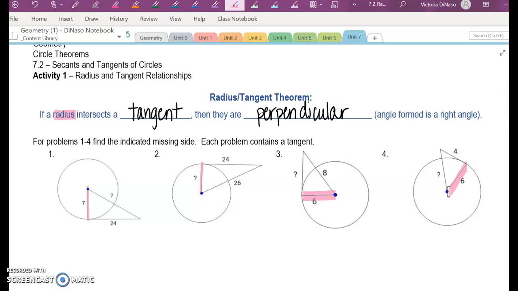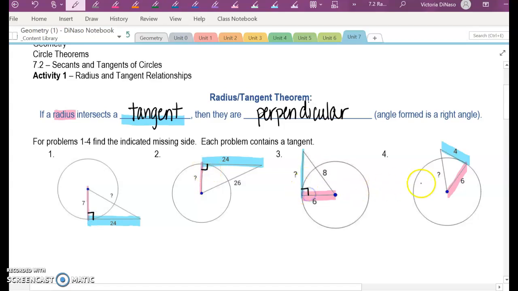So if a radius intersects a tangent, my tangent line is the line that is outside of the circle. So we have our tangent in different spots also. And then that other line is going to be our secant. However, our theorem tells us that they're perpendicular. So since something's perpendicular, it means that they form a right angle. So where these two lines intersect, the radius and the tangent, we have right angles, which means that I have right triangles.